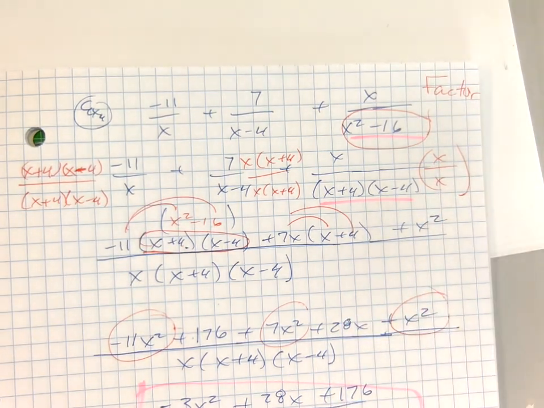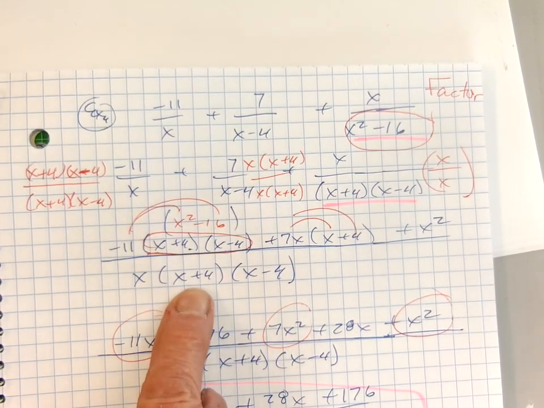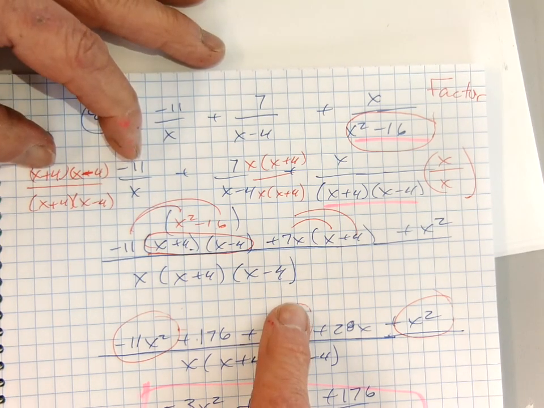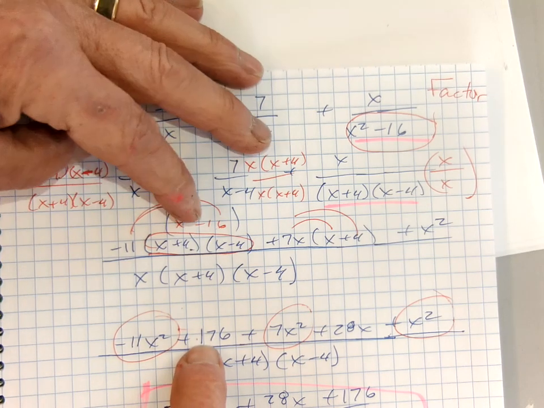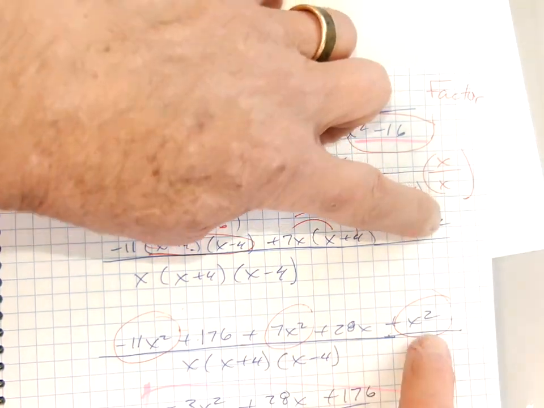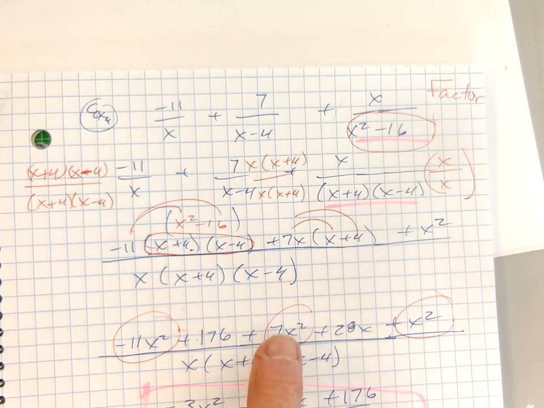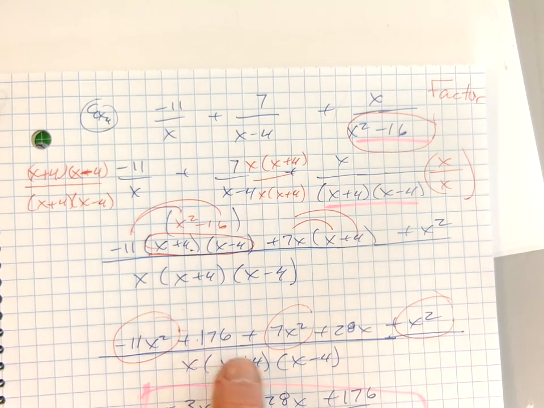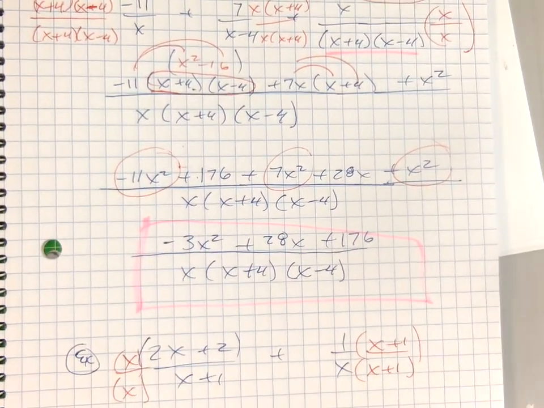So when I wrote down the denominator, which is the x plus 4, x minus 4, I was able to then simplify the numerator, which turns out to be a negative 11x squared plus 176, plus a 7x squared plus a 28x plus an x squared. Okay, and then I'm going to simplify my x squareds. Negative 11, 7, and a 1x makes a negative 3x squared. I have a 28x and 176, all over my denominator. Okay, not a very fun problem, but there it is.